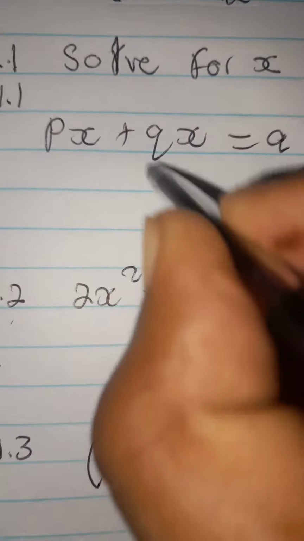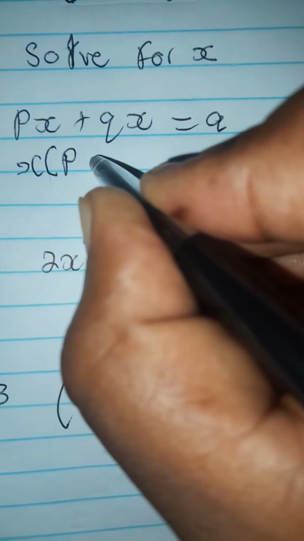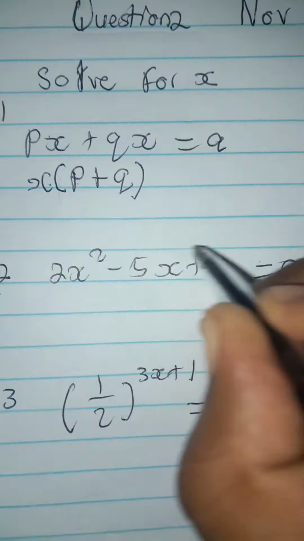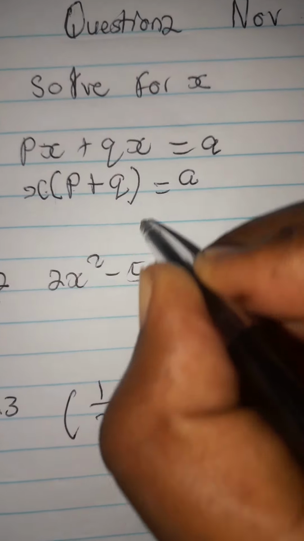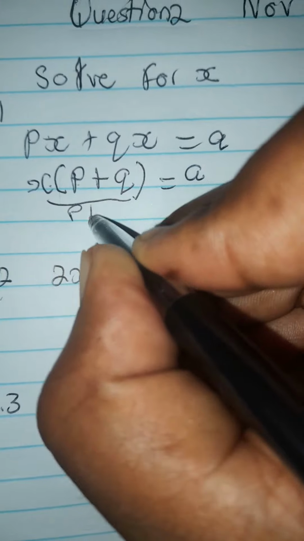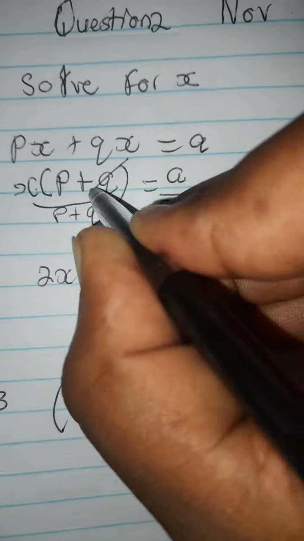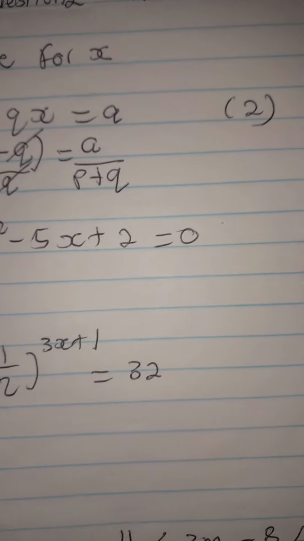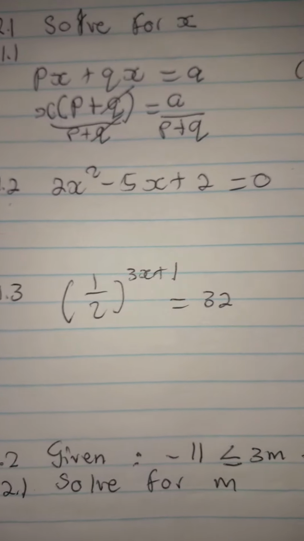Okay, guys, when you are given such an equation, this is what you should do. Take out the highest common factor. The highest common factor is x, so we are left with p and q here, because x multiplied by p will be px and x multiplied by q will be qx, which is equal to a. Then we divide both sides by p plus q, so this and this cancel. We're left with x is equal to a divided by p plus q. That's how you get the 2 marks.